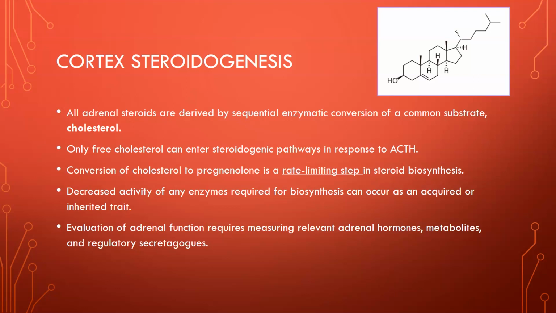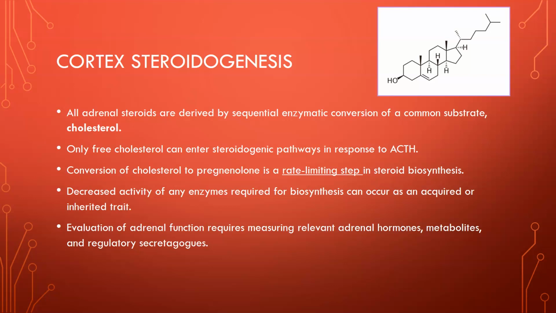The hormones that the adrenal cortex produces are steroids, or variants of steroids, and so they are all made by the sequential enzymatic conversion of the common substrate cholesterol. So you need cholesterol to build all of these hormones. So cholesterol is quite an important molecule for that. Only free cholesterol can enter steroidogenic pathways, and it does so in response to ACTH, or adrenocorticotropic hormone.